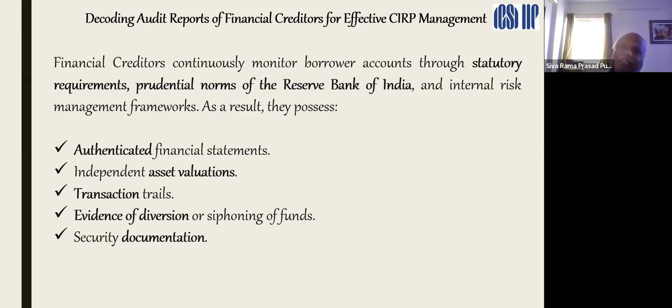Independent asset valuation. Today, once it is in CIRP, the resolution professional is engaging the services of registered valuers under IBBI for land and buildings, plant and machinery, and the investments. But here, the authenticated, independent asset valuation, we are giving to the empaneled valuer with us, those who have 30 years, 40 years of experience in the line of activity. So compare this value with the valuation reports given by the registered valuer under IBBI.